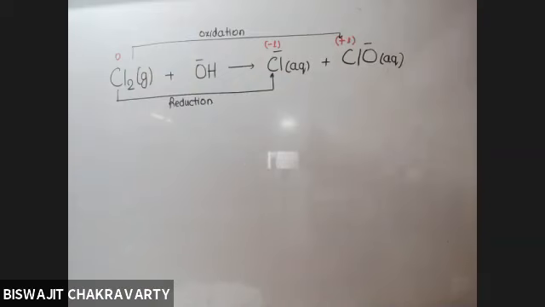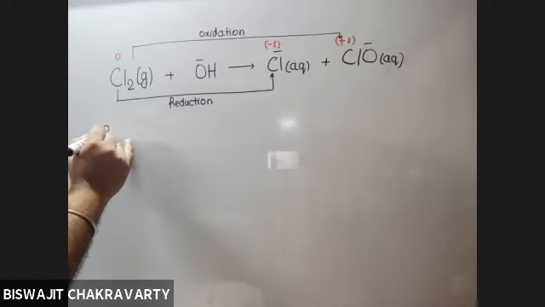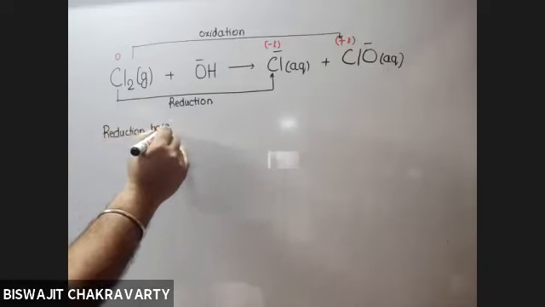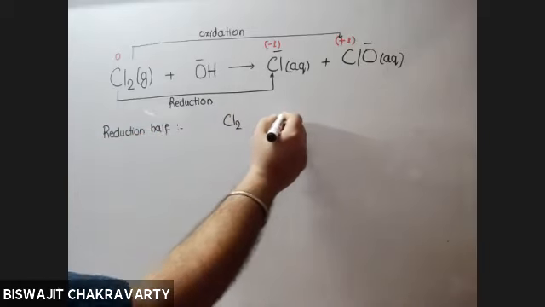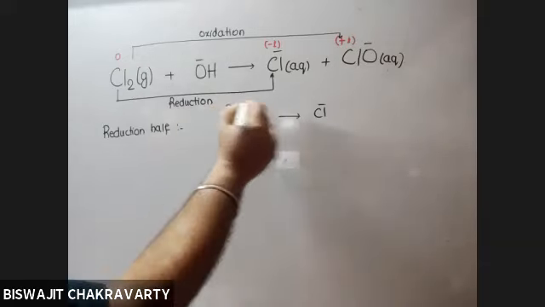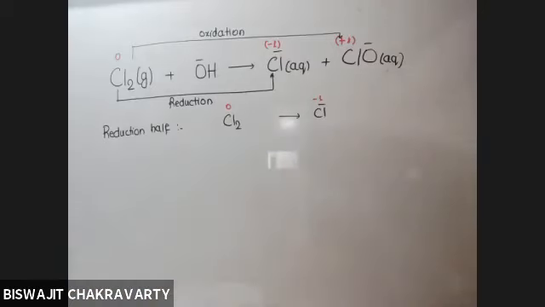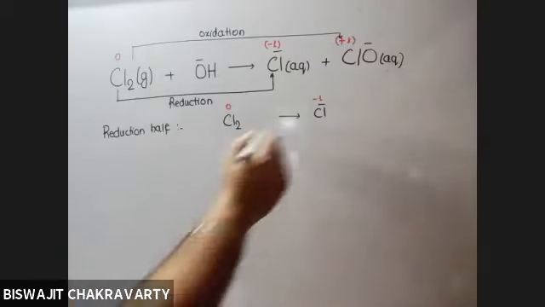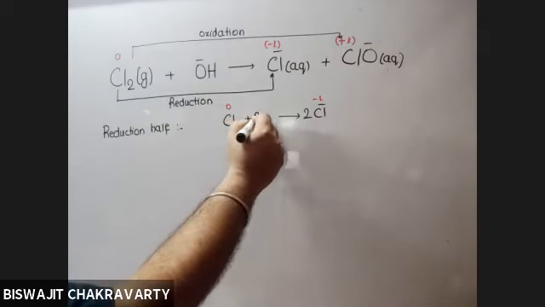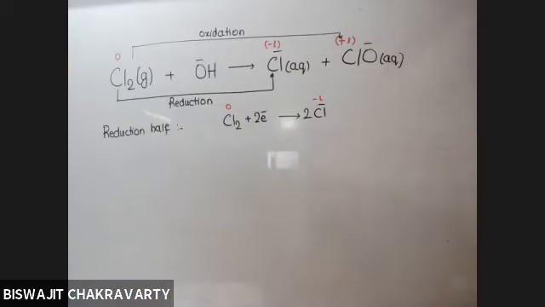Reduction half reaction: Cl2 changing to Cl minus. So write the oxidation number 0 to minus 1. So 2Cl minus. And per chlorine, there is a change of 1 electron. So for 2 chlorine, there will be 2 electrons, isn't it?